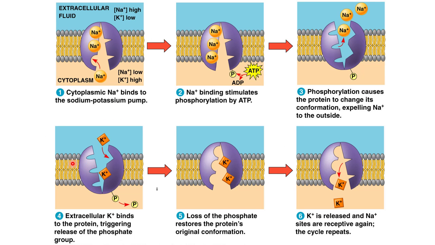So here are the steps of the sodium-potassium pump. First, these 3 sodiums, or 3 Na+, bind to the sodium-potassium pump because this pump is faced towards the cytoplasm where the sodium is, and it is receptive to these sodiums. Once those have attached, it triggers this spot here to stimulate a phosphorylation event.